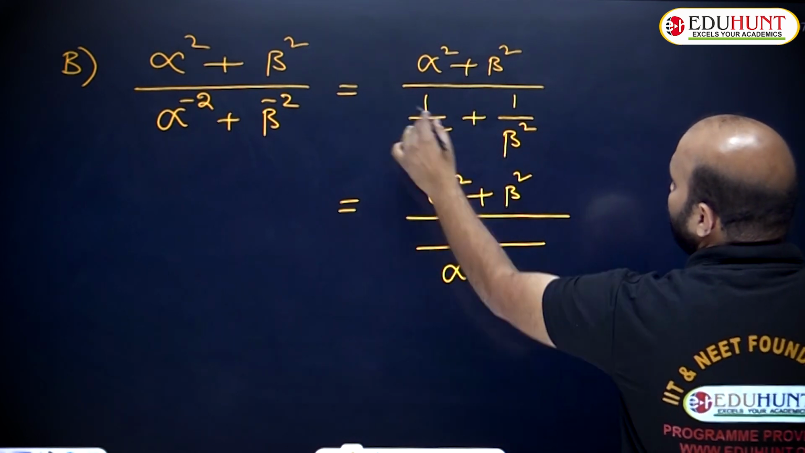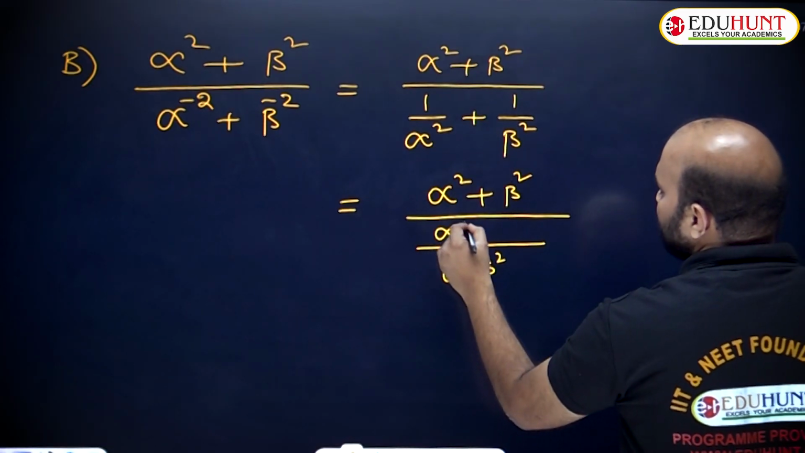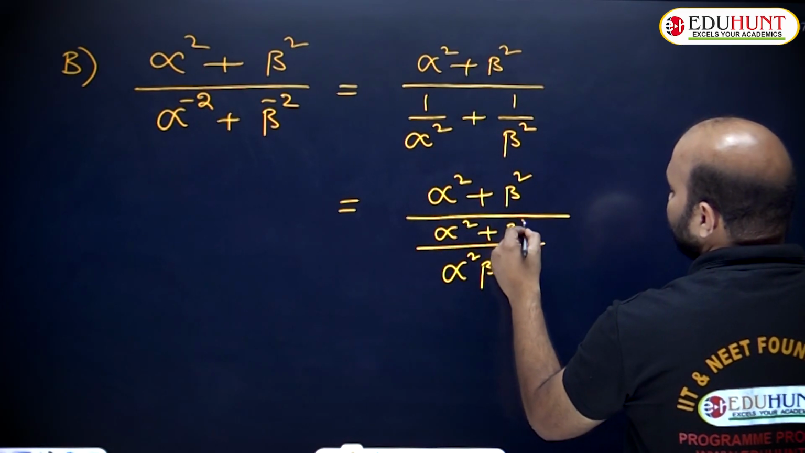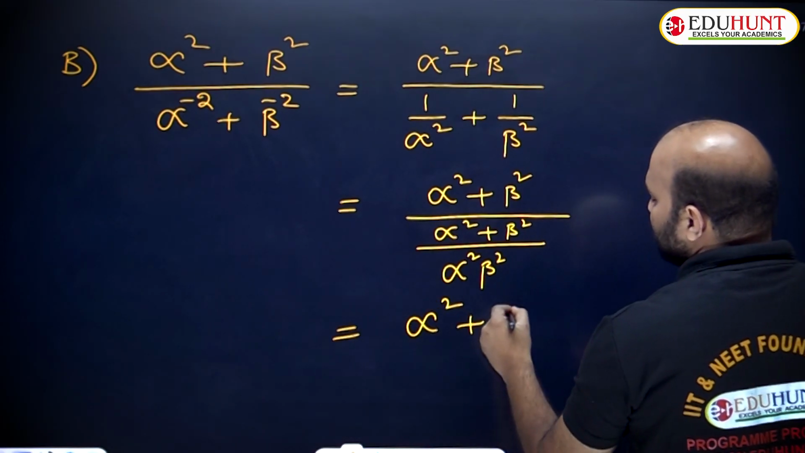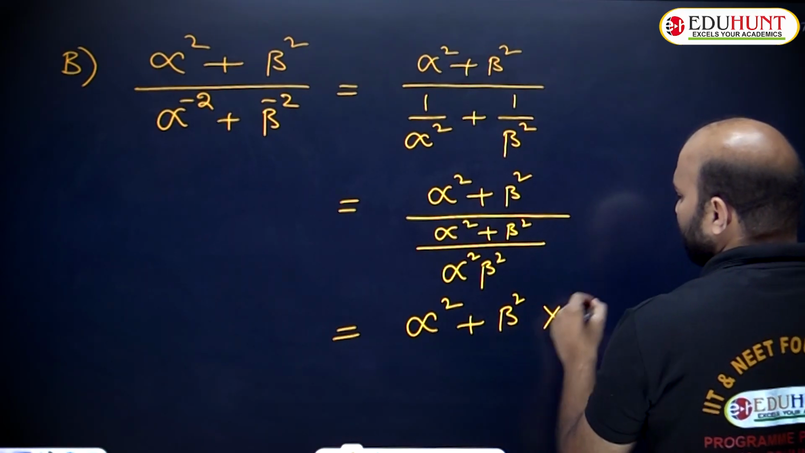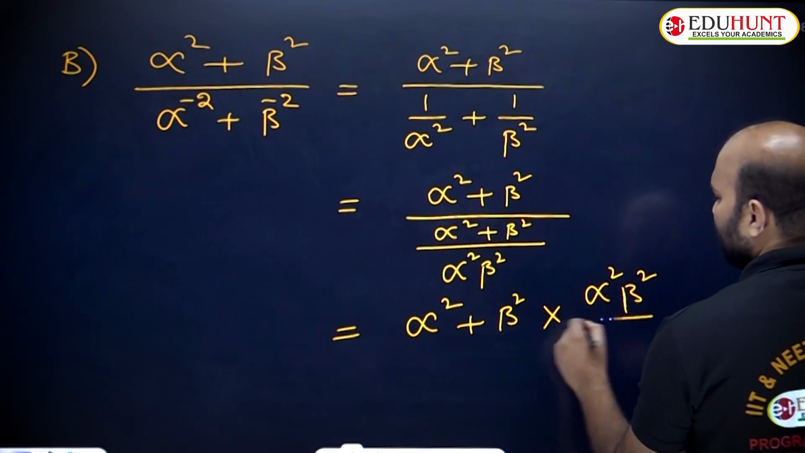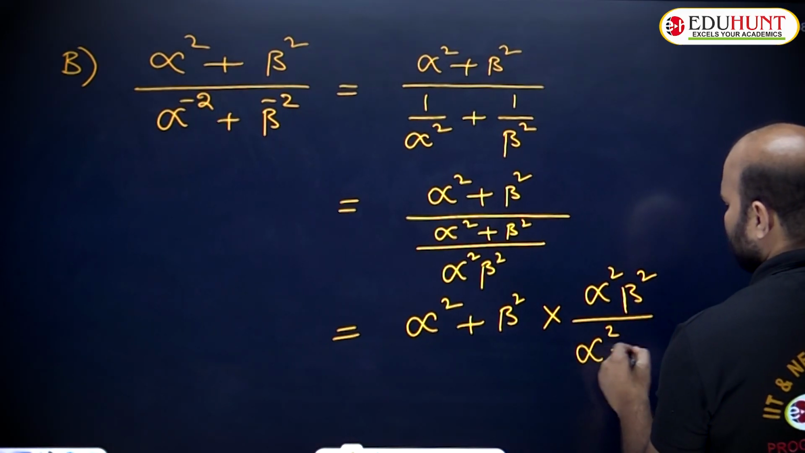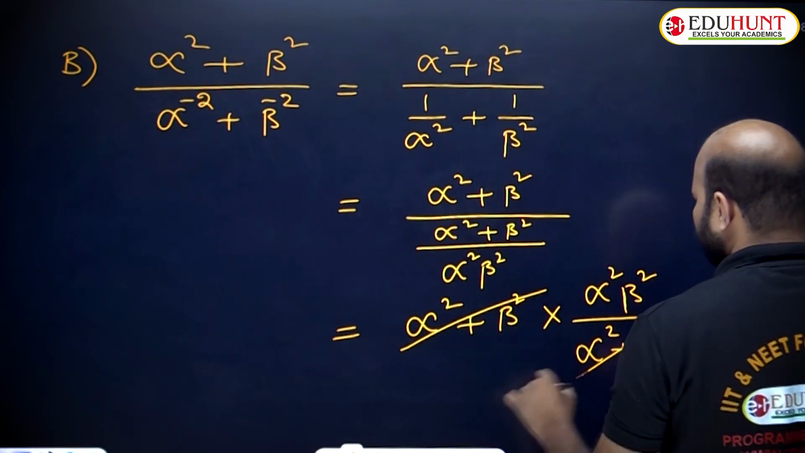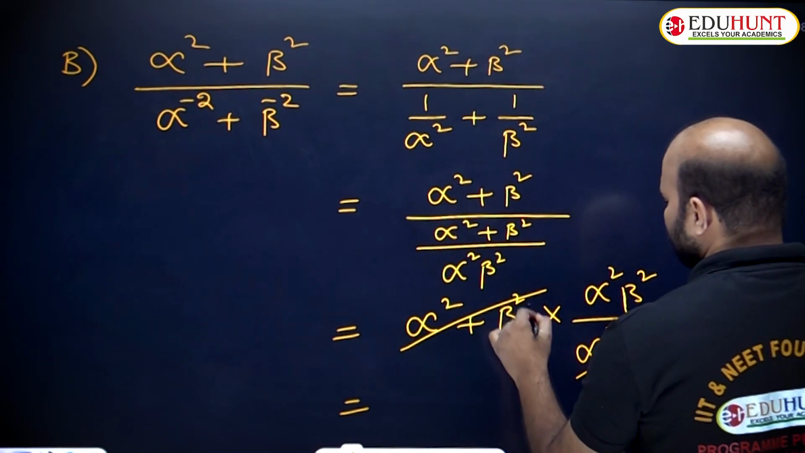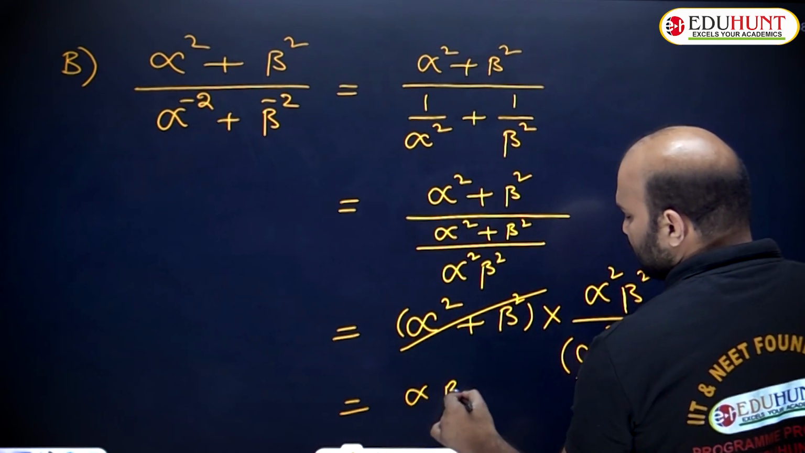It can be written by cross multiplication, beta square into 1 is beta square plus alpha square into 1 is alpha square, and also can be written alpha square plus beta square. So, also it can be written alpha square plus beta square into reciprocal alpha square beta square whole by alpha square plus beta square. So, these two terms are cancelled, okay? Which one is left? So, alpha beta whole square is left.